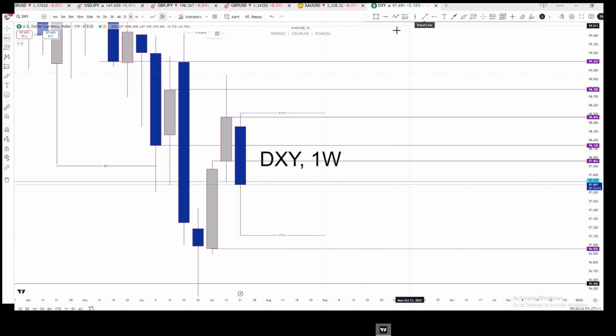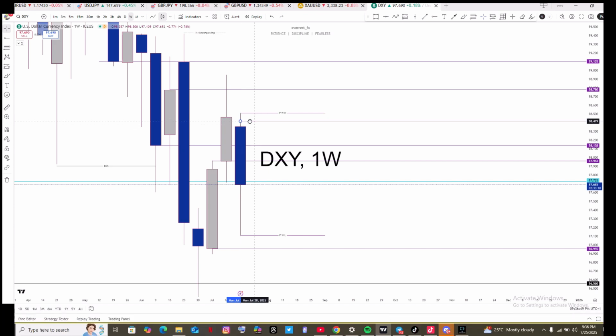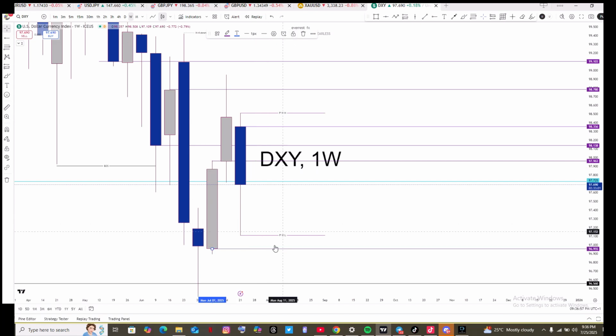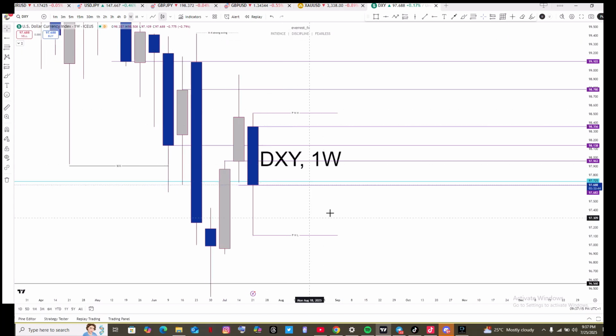So the next thing I do is that I usually mark the open and close of the market. Okay, this is the open of this week, and this is the close of the week. I'm believing that this will close here eventually, or maybe a few pips. So I'll mark that as the close of the week.